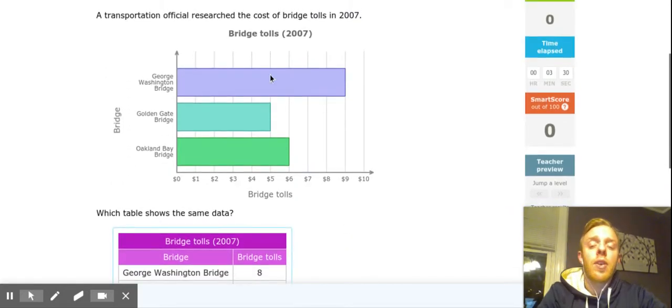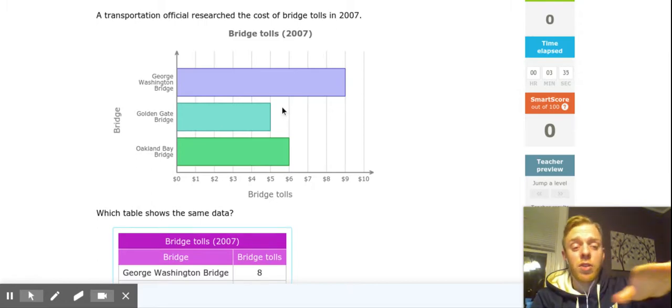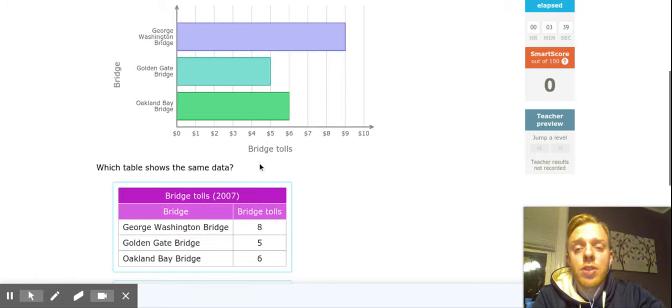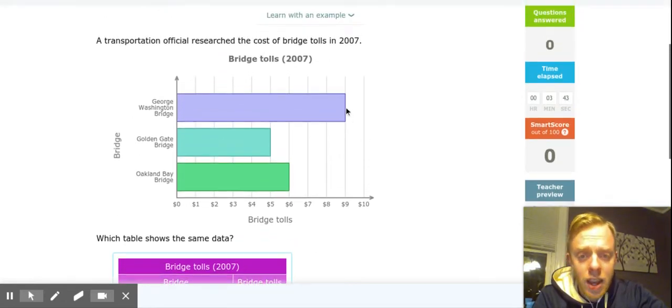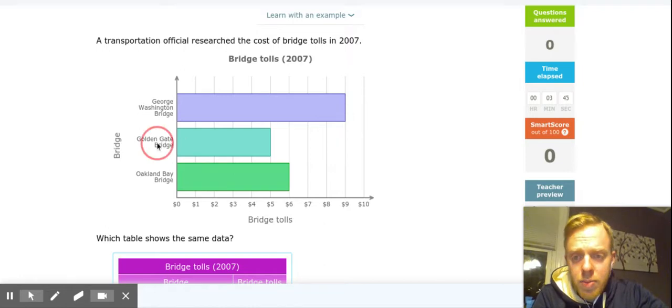So I have a horizontal bar graph here, because my lines are going horizontally, like the horizon where the sun comes up. And I'm trying to match it to a table. So I have the George Washington Bridge is $9. The Golden Gate Bridge is $5. And the Oakland Bay Bridge is $6.